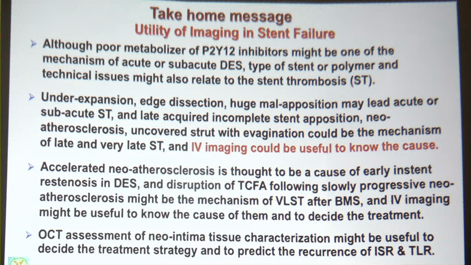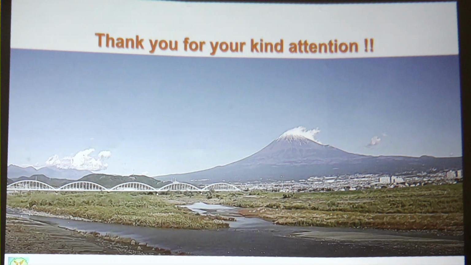Intravascular imaging could be useful to know the cause, and accelerated neoatherosclerosis is thought to be a cause of early in-stent stenosis in DES, and disruption of TCFA following slowly progressive neoatherosclerosis might be the mechanism of very late stent thrombosis. And after bare metal stent, intravascular imaging might be useful to know the cause of them and to decide the treatment. OCT assessment of neointima tissue characterization might be useful to decide the treatment strategy and to predict the recurrence of in-stent stenosis and target lesion revascularization. Thank you very much for your kind attention.